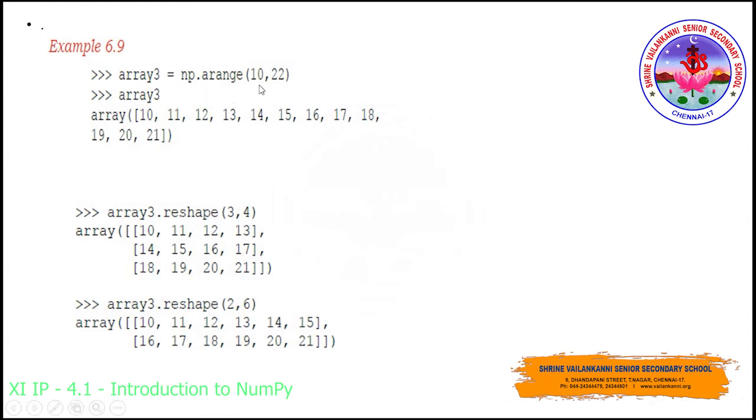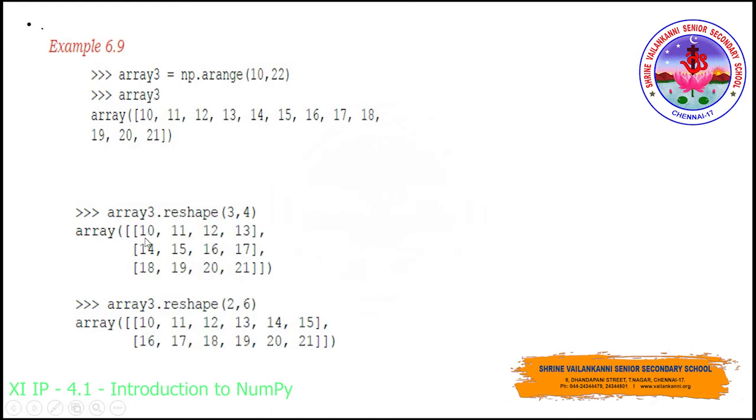So np dot arange of 10 comma 22 they have given, which means I have created a one dimensional array. Sorry, a range function we have used. So starting and ending parameter they have given. Starting from 10 till 21, the array will be generated. So for array 3, we have generated some values, and now we are going to reshape this array 3. So array 3 dot reshape of 3 comma 4 they have given. So 3 comma 4, totally we have 12 elements. So these 12 elements I have to equally reshape and bring into a dimension. So 3 rows and 4 columns will do the needful.